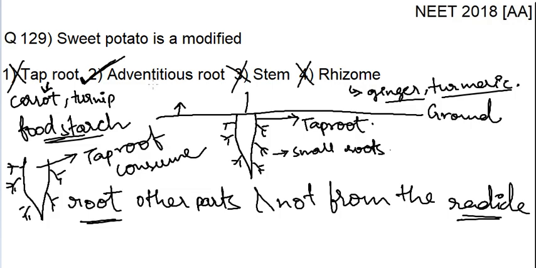And the example of adventitious root is sweet potato, the one which we are studying now, which the question is about. So our option is number 2, that is adventitious roots.